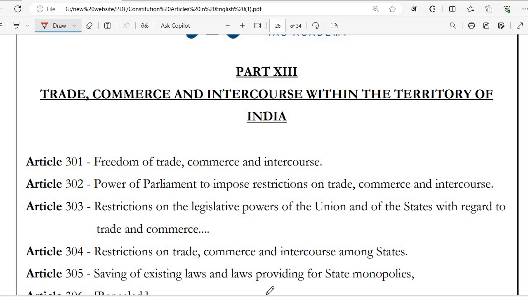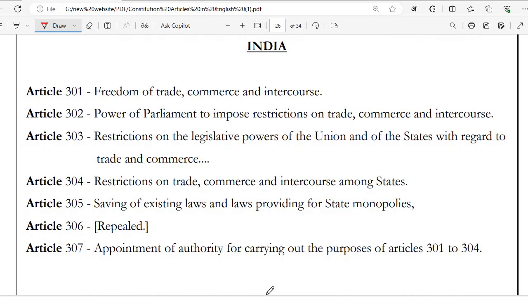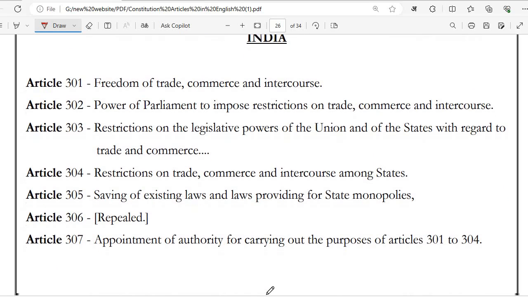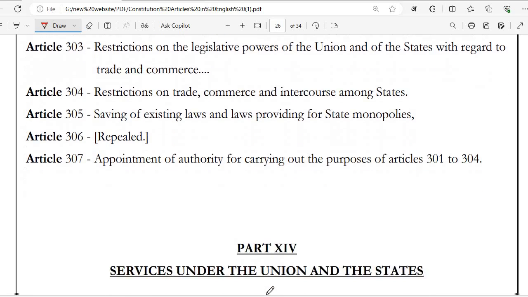Part 13, trade, commerce and intercourse within the territory of India. Article 301, freedom of trade, commerce and intercourse within the states. No state can arbitrarily restrict trade and commerce. Article 302, power of Parliament and power of states. Article 307, a commission or authority may be appointed by the President.